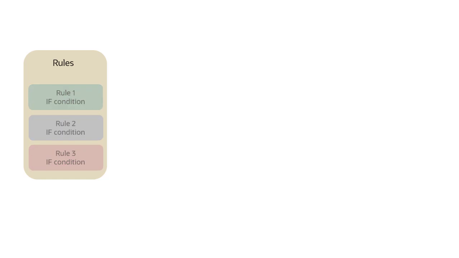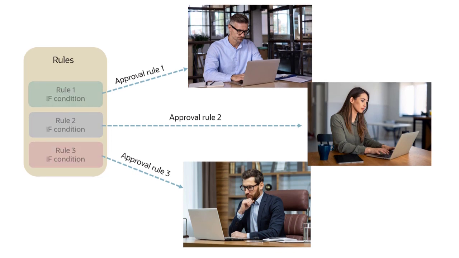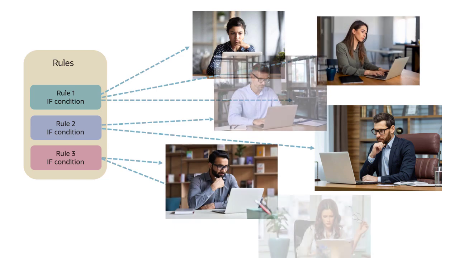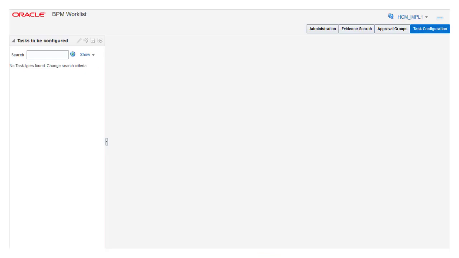The if conditions in all the three rules need to be mutually exclusive so that in every case only one approval rule is triggered. Otherwise, multiple rules can be triggered, leading to extra or repeating approvers in the review page and in the actual routing. Now let's configure these rules.